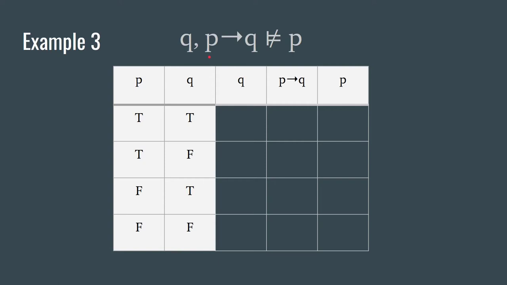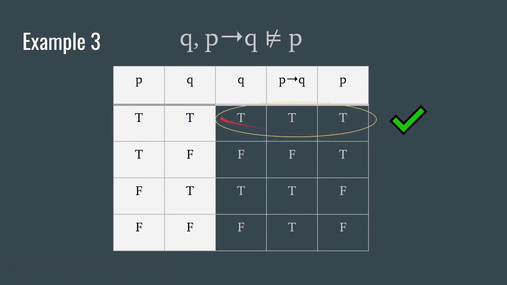So to show that this argument is invalid, we can use the truth table. We'll start by copying the column for Q, apply the usual truth table for the conditional. We know how that works. It's only false when it goes from true to false, and then we'll copy the column for P. Now we can run the validity test.